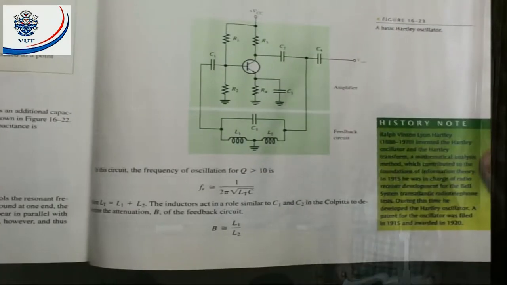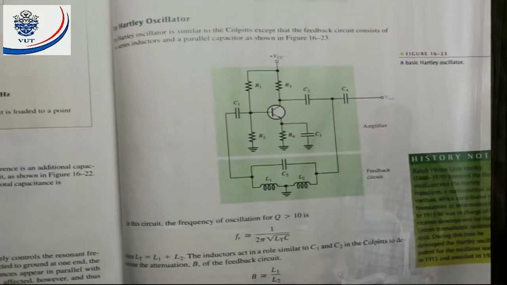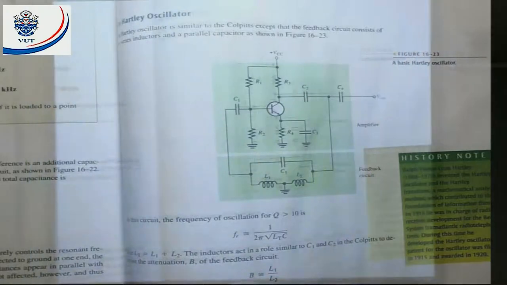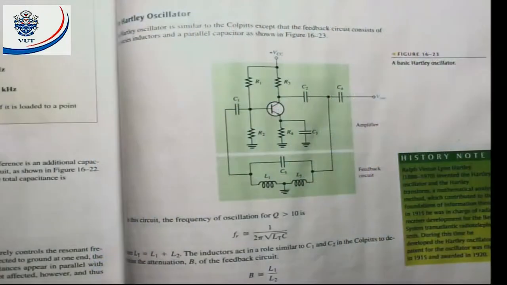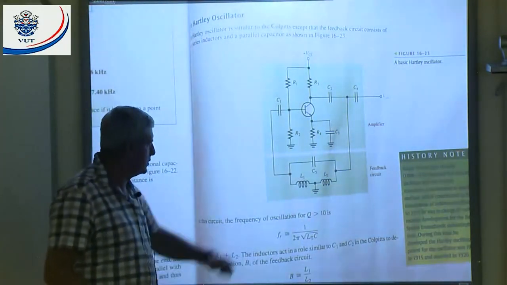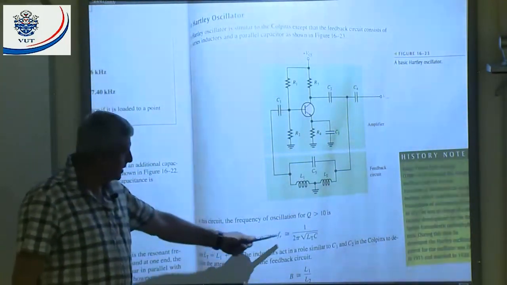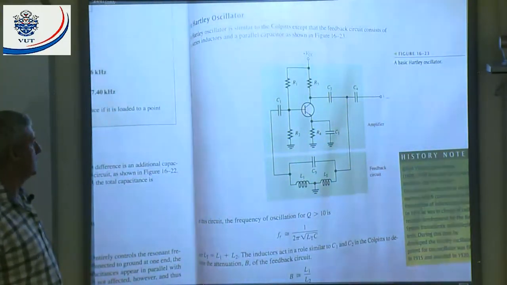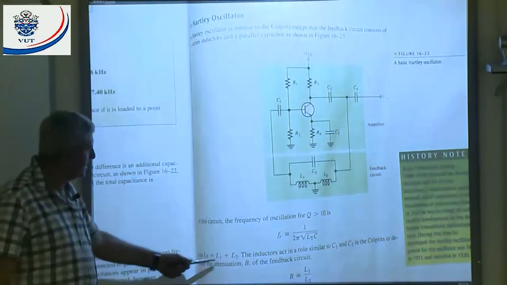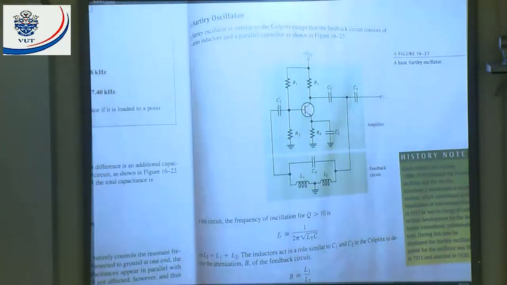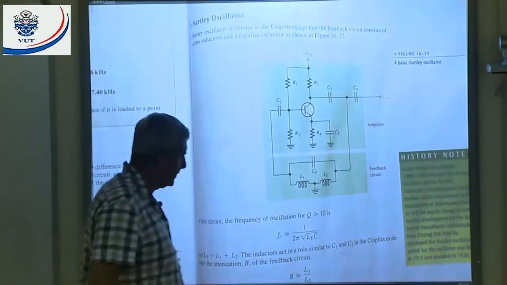Then we go to the next one, the Hartley oscillator. Now, as I already mentioned previously, in the case of the Hartley oscillator, we will have one capacitor and two inductors, or two coils. Here is my resonant frequency, 1 upon 2 pi square root of L total times C. My total inductance will be determined by L1 and L2. It's not like capacitors, we can just add them. That means L total is going to be equal to L1 plus L2.